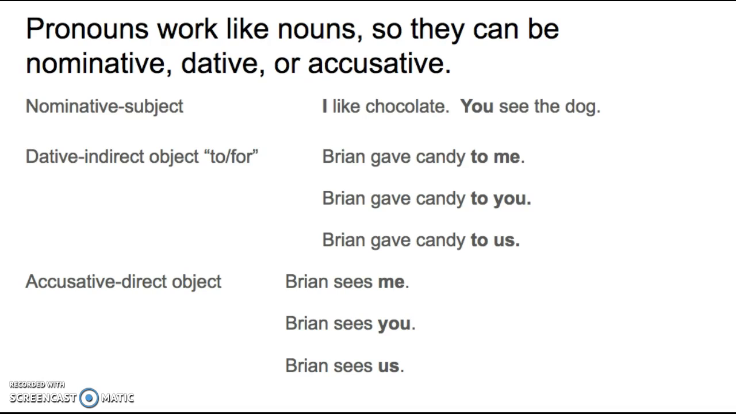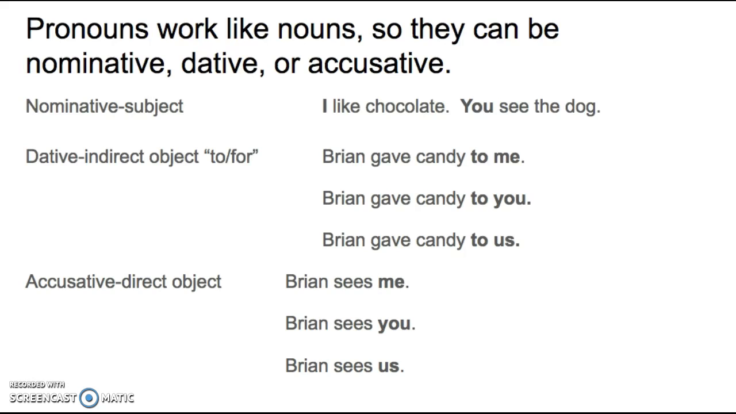Pronouns can, like nouns can, be an indirect object, and then they would need to be dative. Brian gave candy to me. Brian gave candy to you. Brian gave candy to us. Brian gave candy to y'all. In each of those, the to me, to you, to us, to y'all would be an indirect object, and therefore that pronoun would need to be dative.